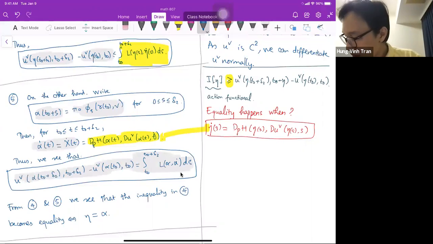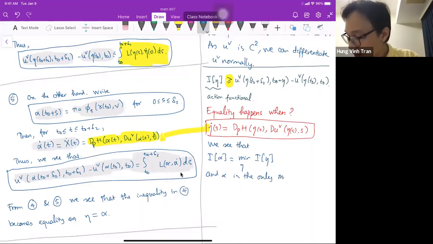So we see that I(alpha) is exactly the minimum value of I(eta) for all such eta with the two endpoints, and moreover alpha is the only minimizer, right? Why is it the only minimizer?